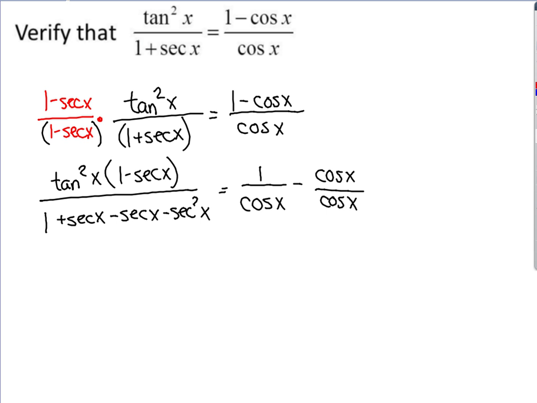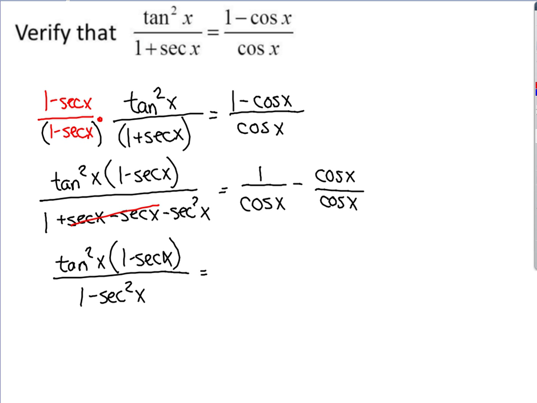Now let's go back to the left side. We have a secant x minus secant x, so those are going to cancel. So we're going to be left with tangent squared of x times 1 minus secant of x all over 1 minus secant squared of x.